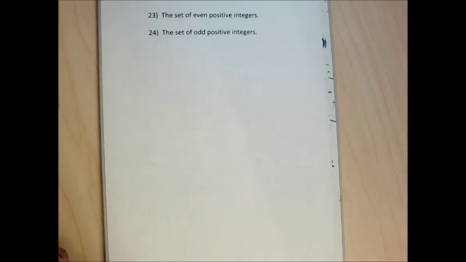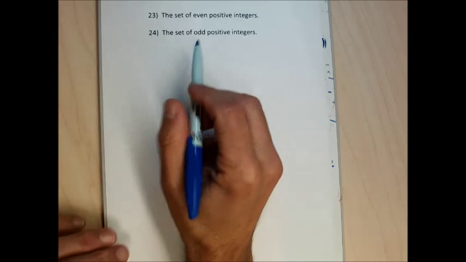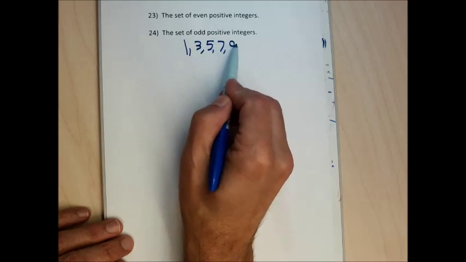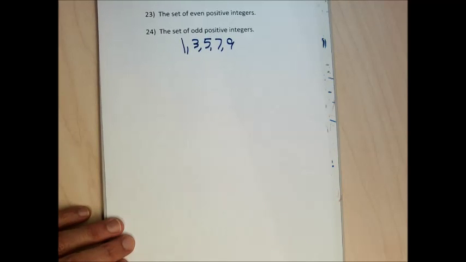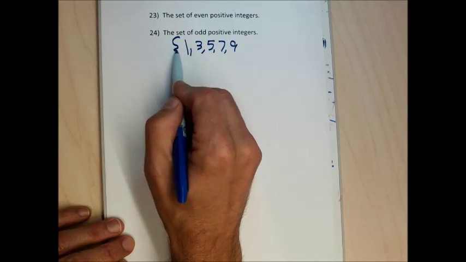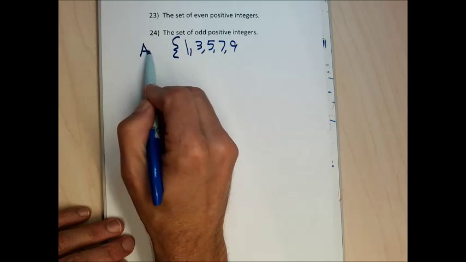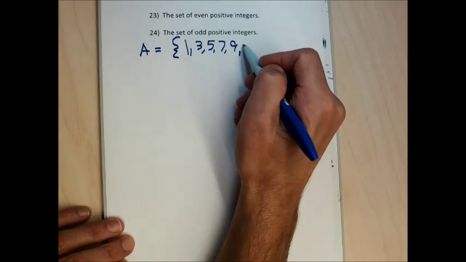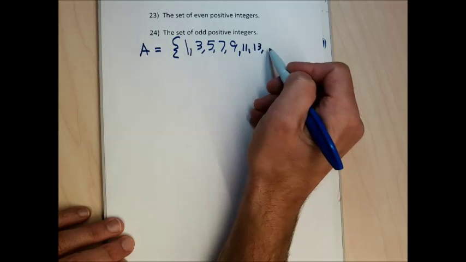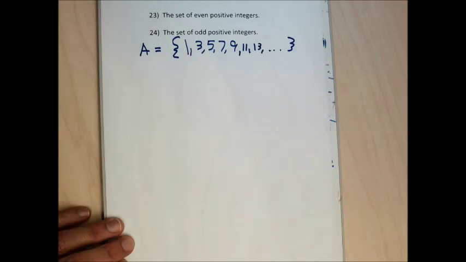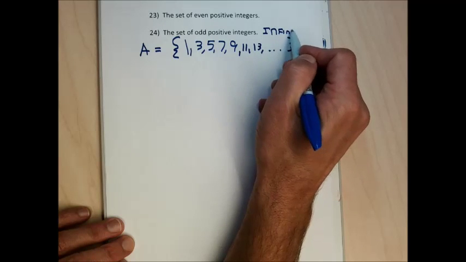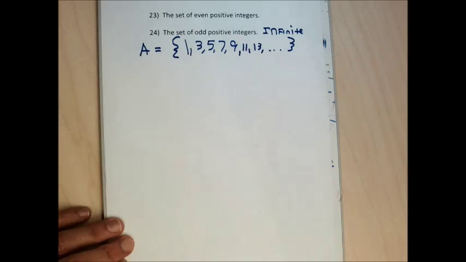Problem 24 wants me to do the set of odd positive integers, and that's going to have numbers like 1, 3, 5, 7, 9. Those are all odd integers. If I wanted to do it nice, I'd put it in set braces and give it a name, but I don't need to do that to answer the question. My answer to this question is either going to be finite or infinite, and no matter how many odd integers I write, I can add 2 and I'd get to another odd integer. This is clearly an infinite set because it goes on forever. Just add 2 to the previous number, you'll get another number in the set.